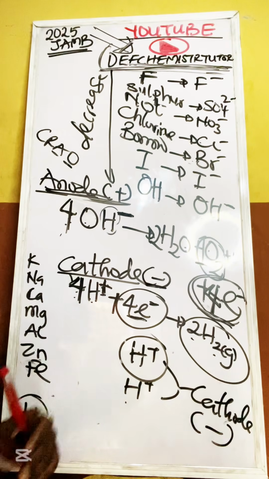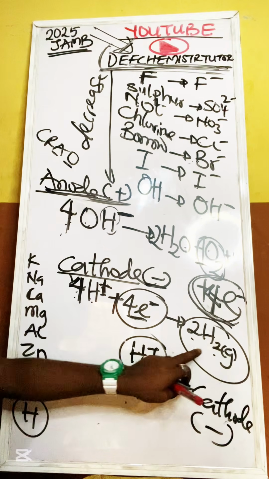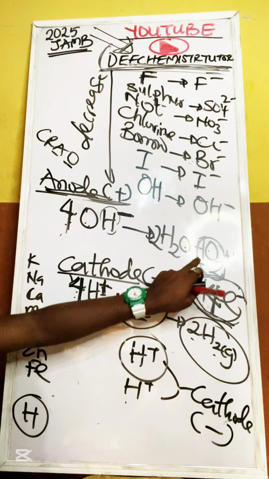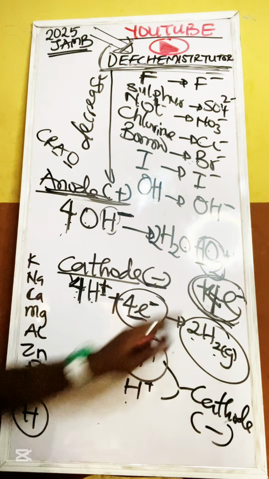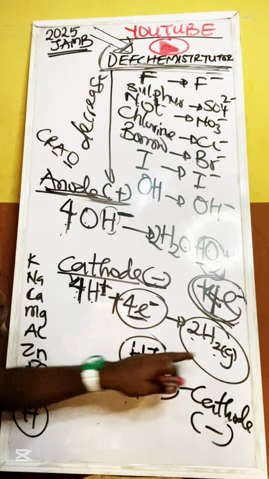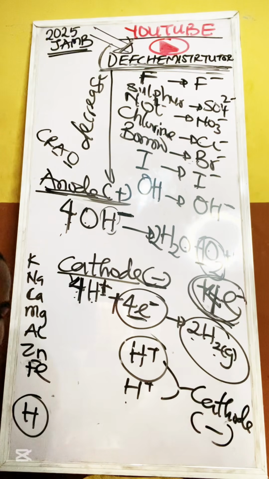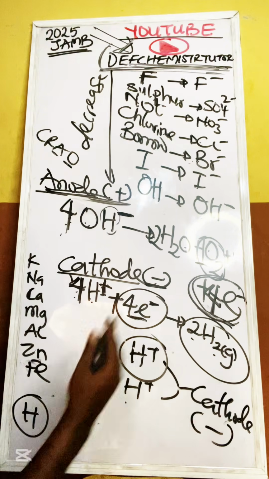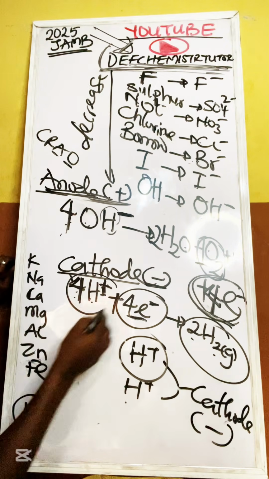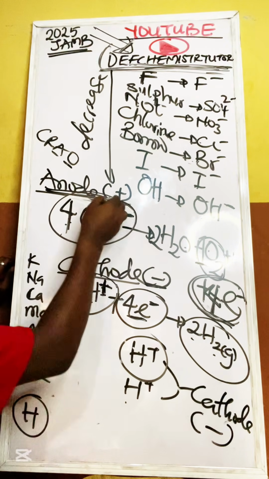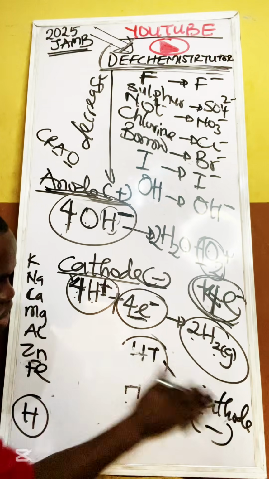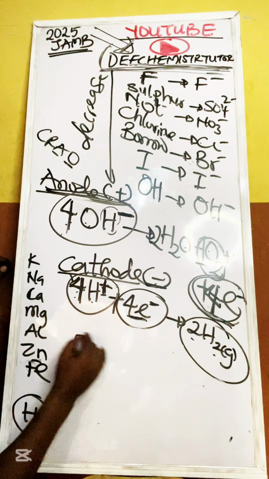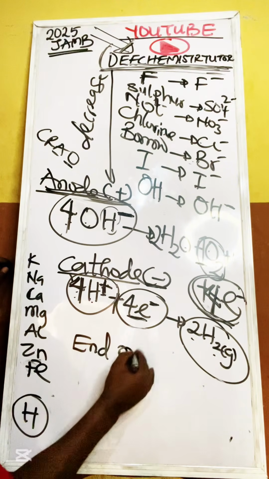Now, what is another JAMB question? What is the mole of hydrogen gas being liberated? 2. What is the mole of oxygen? 1. So it is 2:1. That's a JAMB question that you must know. And this thing happens in what? Hoffman voltameter. Now look at it. H plus is leaving. OH minus is leaving. So the next question is, what is the end product?